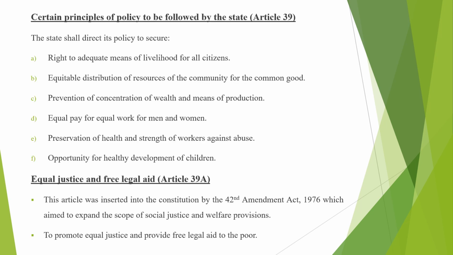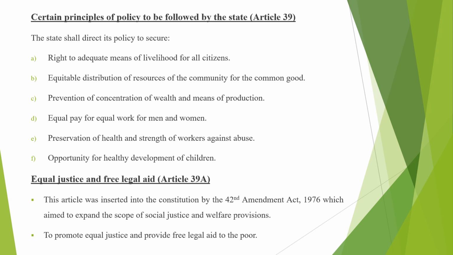Article 39. This article talks about certain principles of policy to be followed by the state. This means the state and all the authorities which come under the definition of state have to follow certain principles while making any policy for the welfare of the citizens. Now, what are those principles? Those principles are defined under Article 39 in 6 different clauses. Let us understand all the clauses one by one in detail.